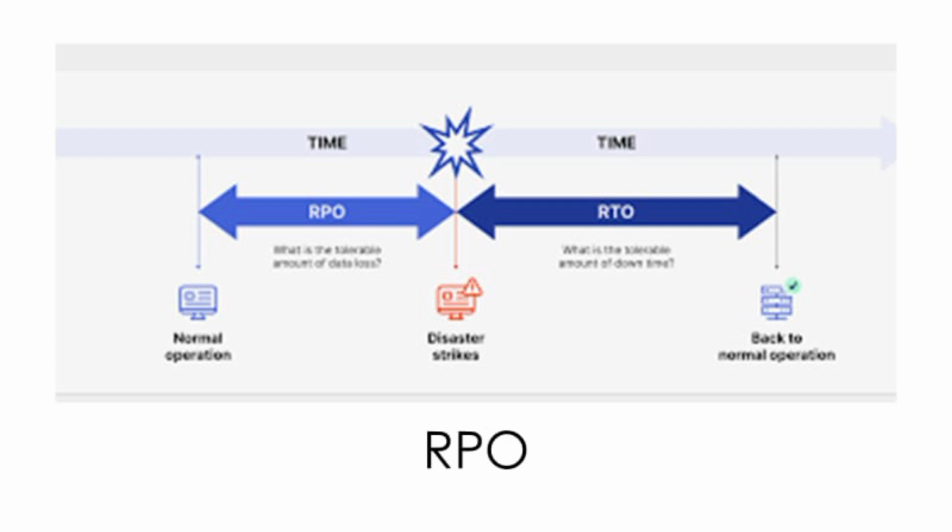The recovery point objective, commonly known as RPO. RPO is a fundamental metric that organizations use to define their tolerance for data loss in the event of a disaster or a planned outage. In a sense, RPO represents the maximum acceptable amount of data that an organization is willing to lose or be without in the event of a disruptive incident.